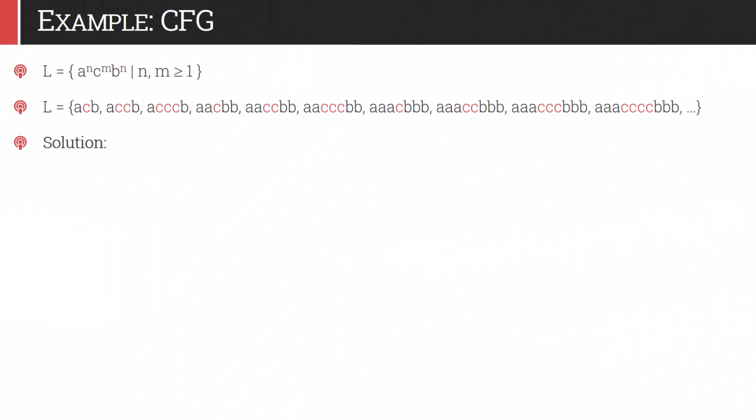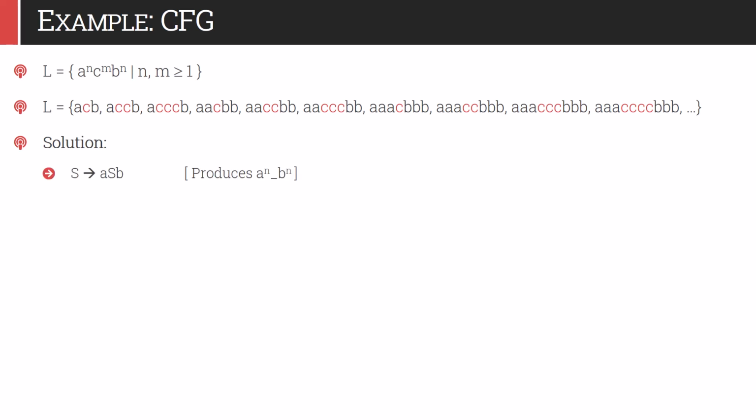L is equal to A power n, C power m, B power n. So number of A and number of B should be same. C is independent, but now C is in between, right? So we have to make sure that first we will generate same number of A and same number of B, and finally we will generate any number of C. So we can write production like this.